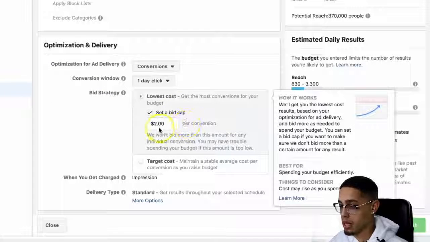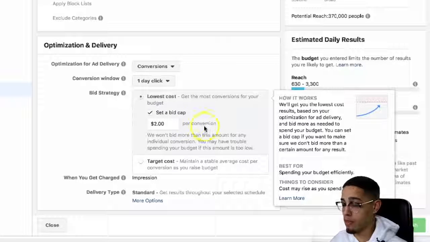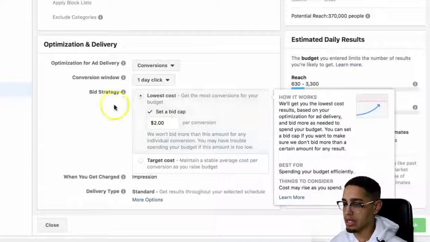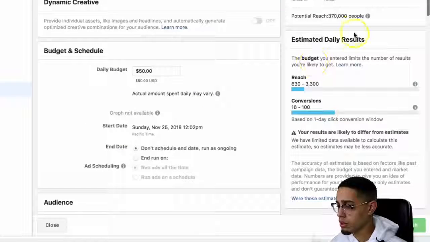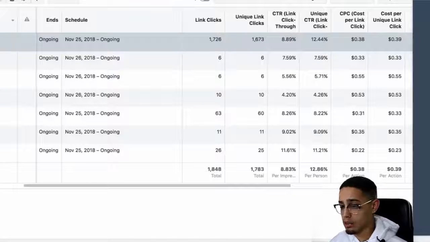My bid cap is $2 per conversion, so I'm not willing to pay more than $2 per conversion. That's why I'm at 97 cents per lead. My current reach is 370,000 people. And there goes my ad set.